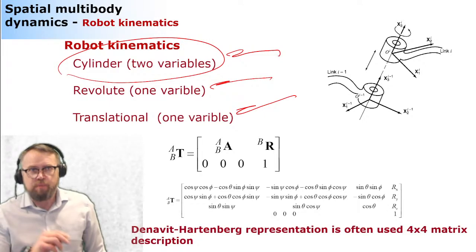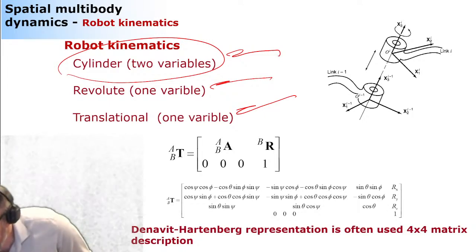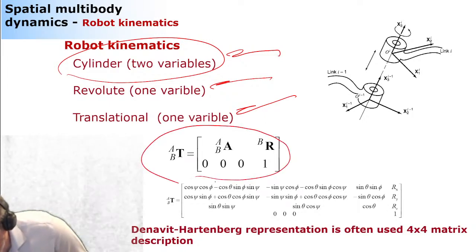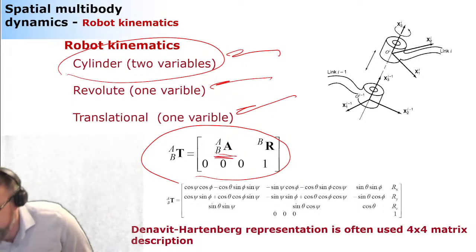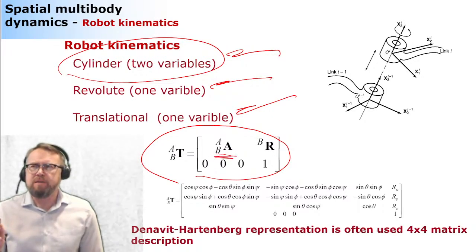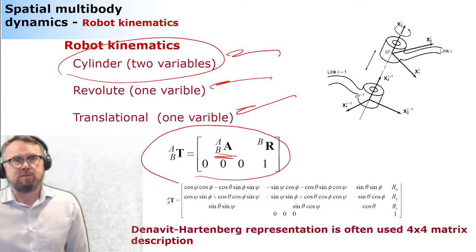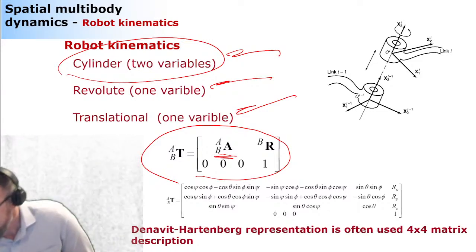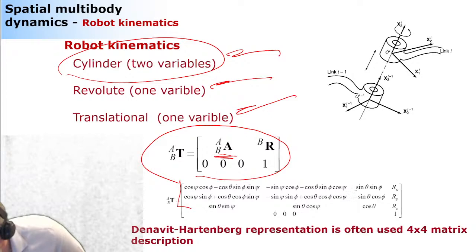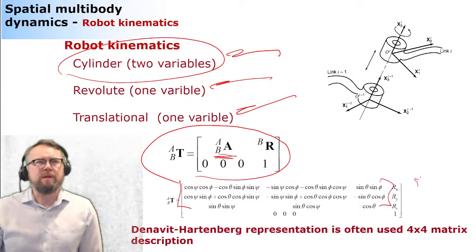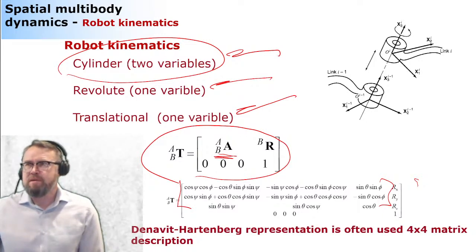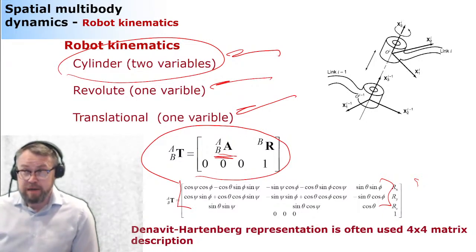Now I'm going to go back to this 4x4 representation. And now I'm going to describe this part here, which is a 3x3 rotation matrix, by using Euler angles. Okay, these are my Euler angles. I have here a total of 6 parameters, but I'm going to open just 1 or 2 at a time. And that's going to be my Denavit-Hartenberg kinematics.